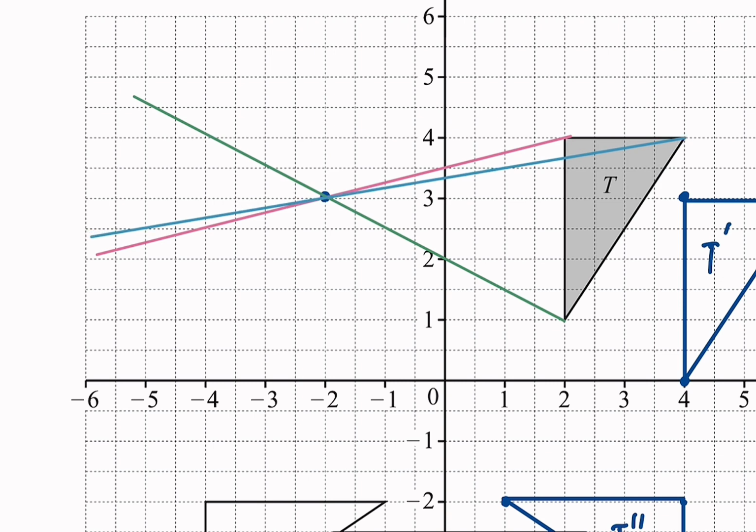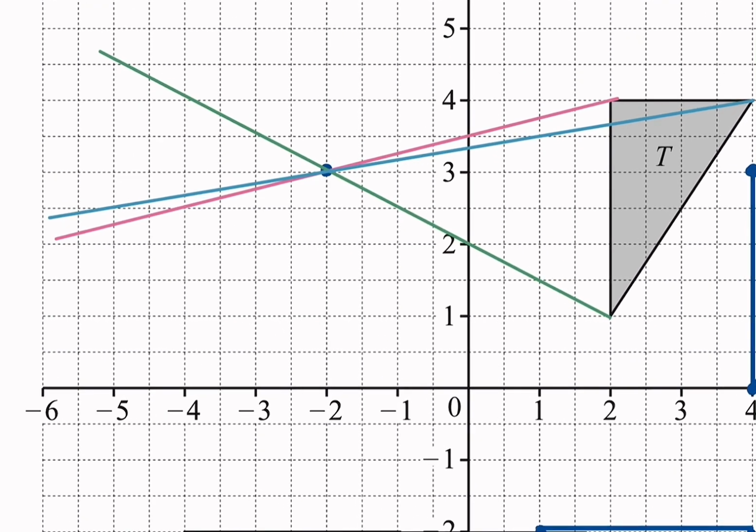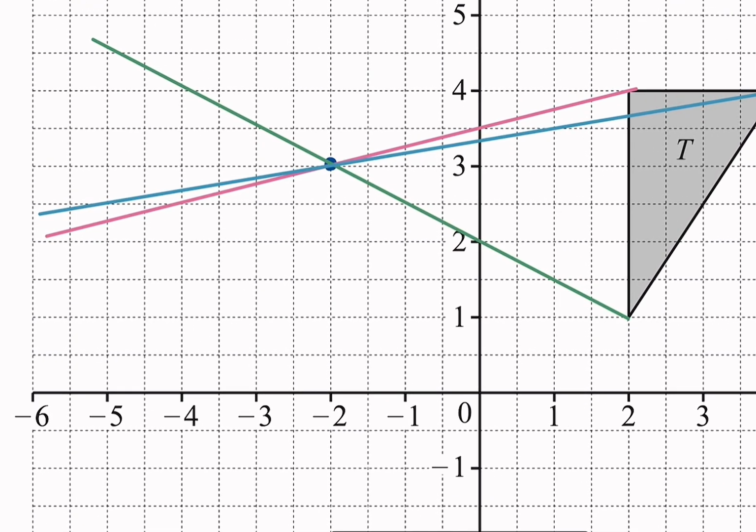And then the scale factor is -1/2. Therefore, I want to start with the pink line. And then the distance from this position to this position in x direction is 4.